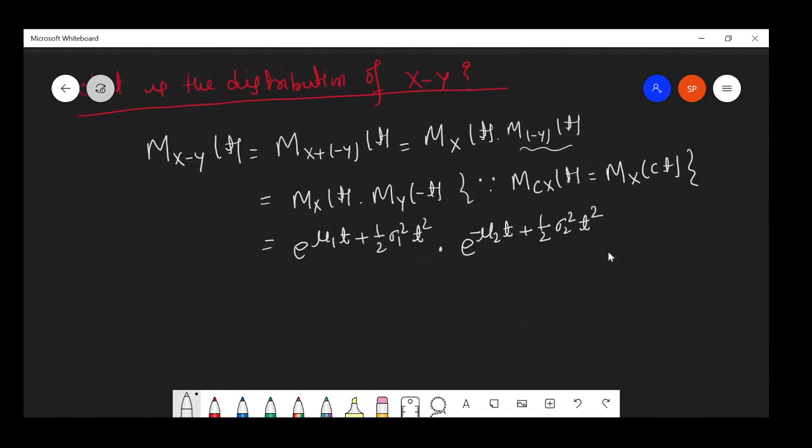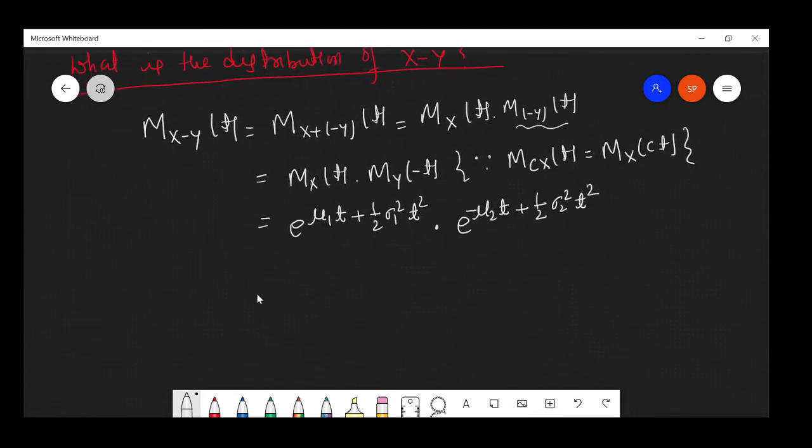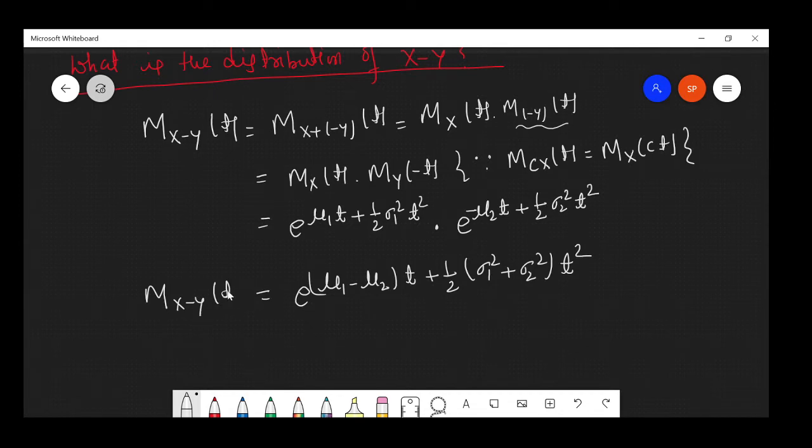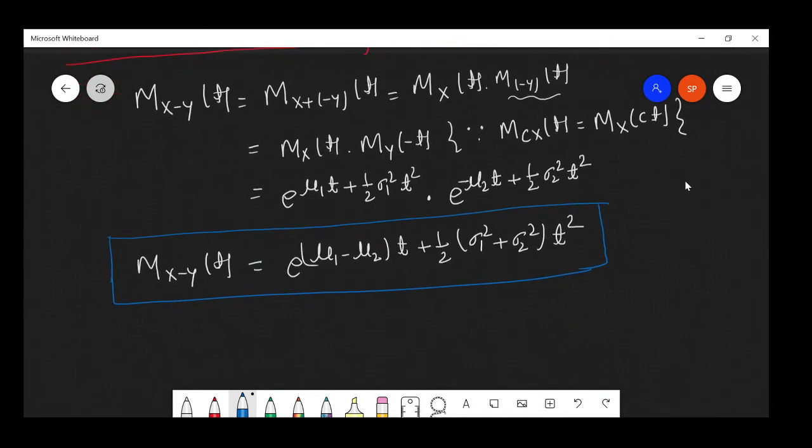Now the base is the same, so the powers must be added. We write e to the power (mu 1 minus mu 2) into t plus half of (sigma 1 square plus sigma 2 square) into t square. This is the moment generating function of X minus Y of t. This is equation number 3.